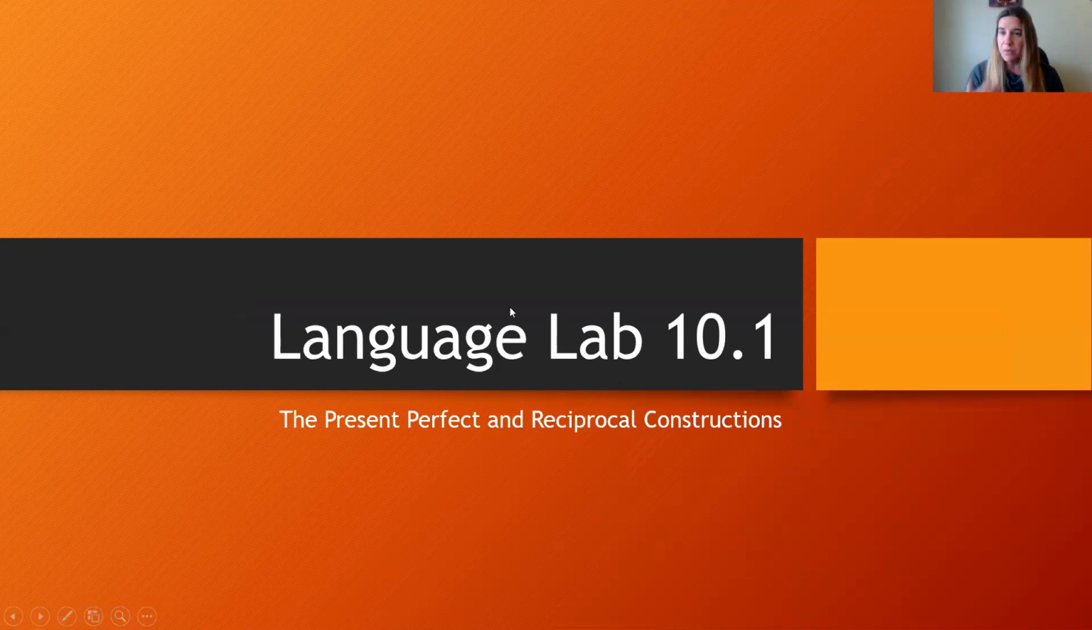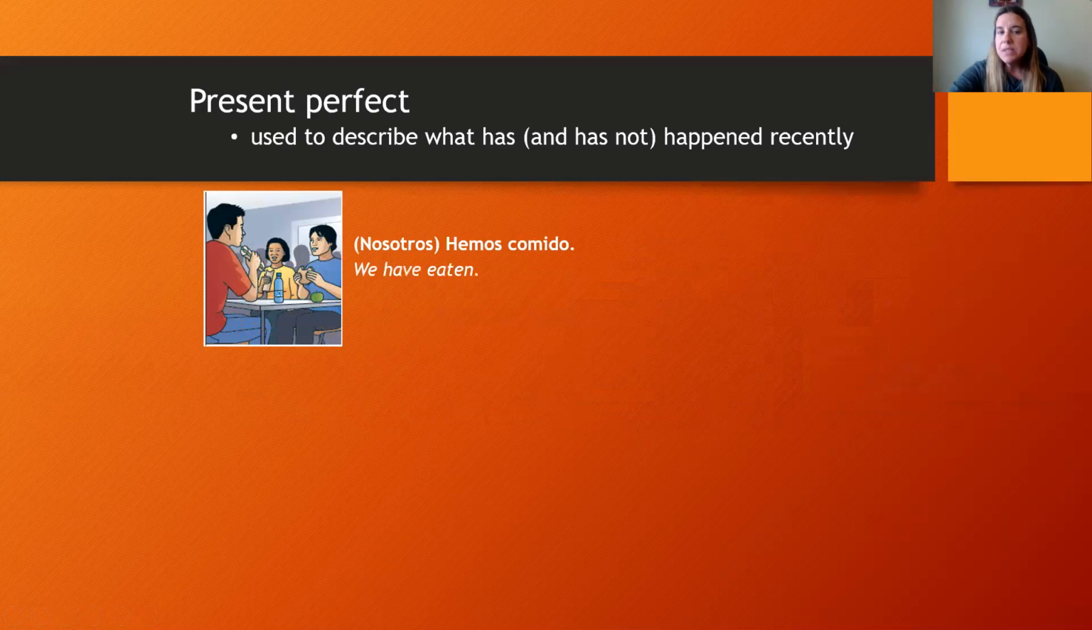So we've done this before with the present progressive back in Spanish 121 when you said things like estoy hablando, I am talking. That was a compound verb tense. So present perfect works similarly. We use it to describe what has and has not happened recently. So it is a verb tense that we use to talk about things in the past.